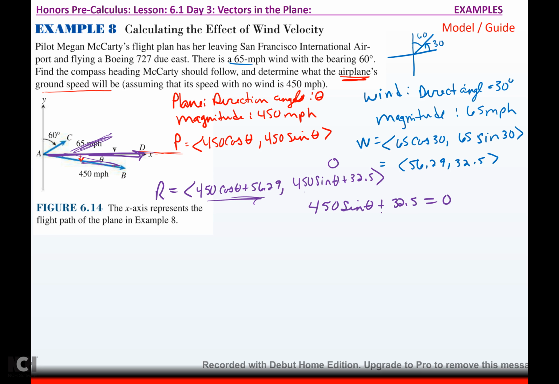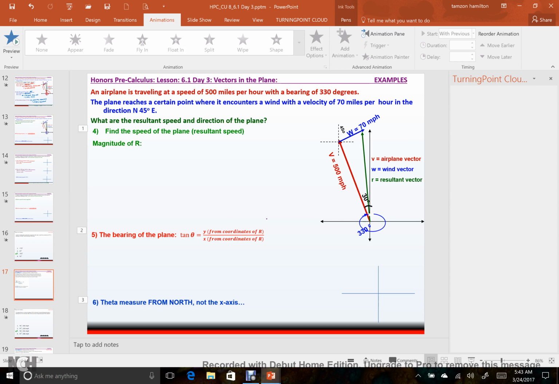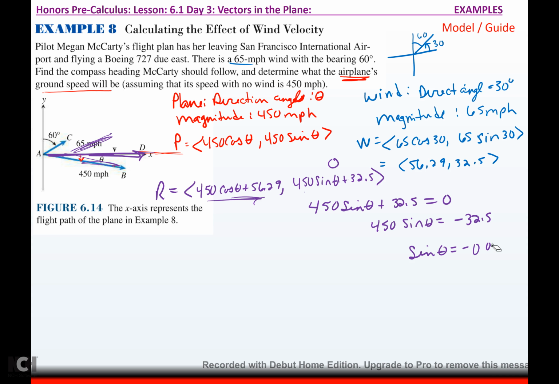So if I solve this, I'm going to subtract 32.5, so I have 450 sine theta equals negative 32.5, divide by 450, so I take negative 32.5 and divide it by 450, and I get negative 0.072 repeating. So if I arc sine that, I get theta equals negative 4.14.